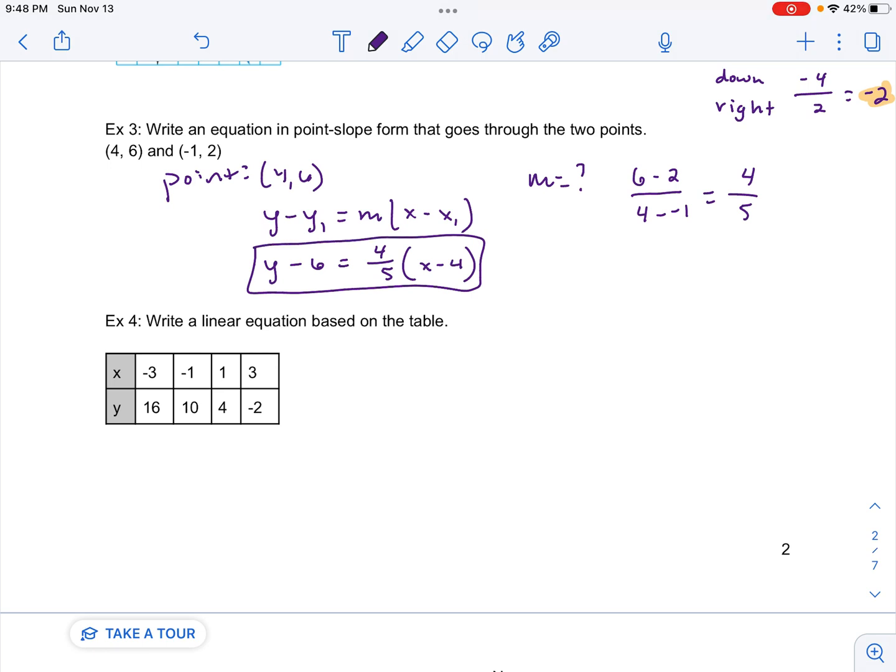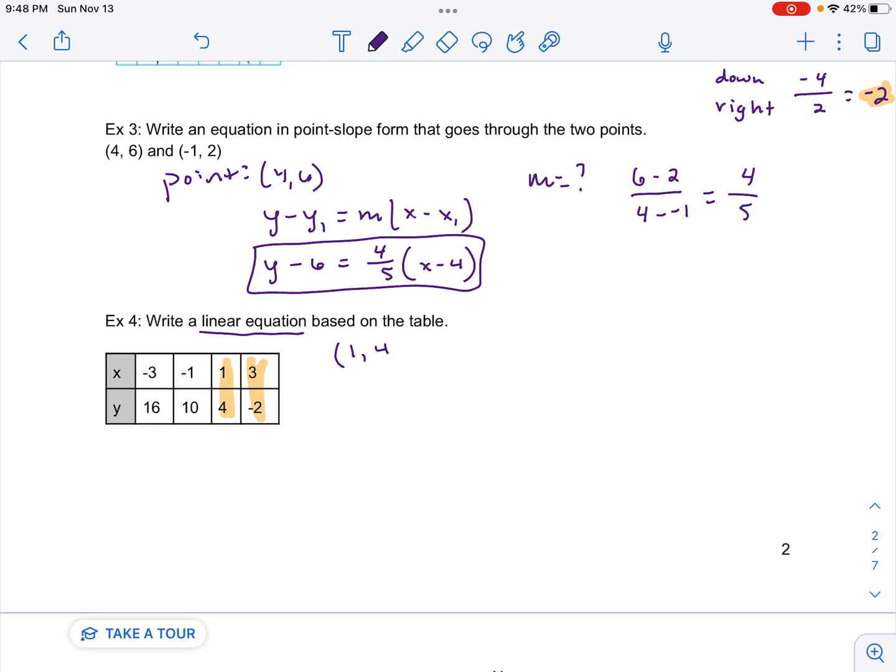Now example 4, this is similar. You could pick your 2 points and go from there. It doesn't matter which 2 points you pick. For me, I'm going to go with the 1, 4 and the 3, negative 2. Again, you could pick any points you want, because we already know it's a linear equation, so we don't have to worry about whether it has a bend or a curve. We already know it's linear.